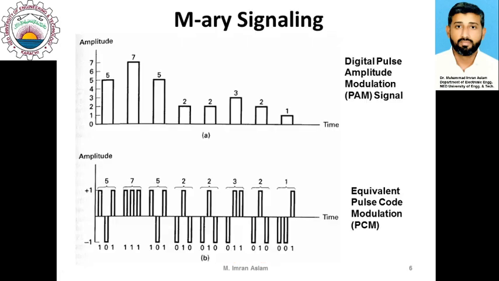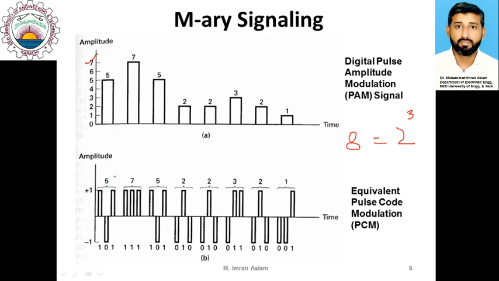This is an illustration of M-array signaling. This is a digital pulse amplitude modulated signal. At the top you can see that we have used 8 possible amplitudes, starting from 0 to amplitude number 7. So there are 8 possible amplitudes, and we are using these 8 amplitudes to represent a symbol. You can see that 8 is actually 2 raised to power 3. Therefore this 8-array system is actually representing a 3-bit symbol. So each pulse here is represented by 3 bits.